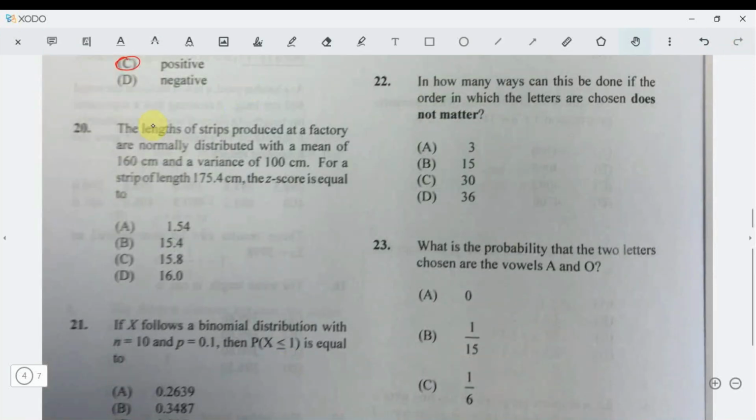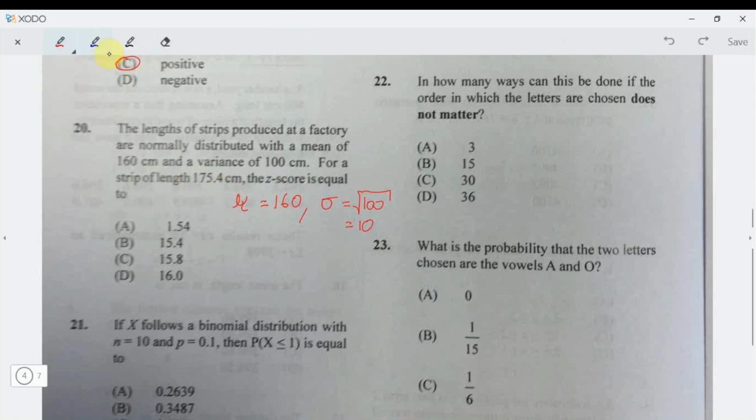Number 20 says the lengths of strips produced at a factory are normally distributed with a mean of 160. So they give us mu equal to 160 and a variance of 100. If they give you the variance, then the standard deviation is just the square root of that variance. So the standard deviation is 10. For a strip equal to 175.4, the z-score is, remember, x minus mu over sigma, the same formula we used above.